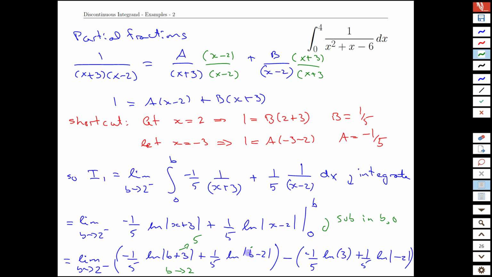But this one heads towards 0, and ln of 0 is undefined. That actually heads towards -infinity. So as we look at all the terms and we try to evaluate this limit as b approaches 2, we actually have an improper integral that diverges.